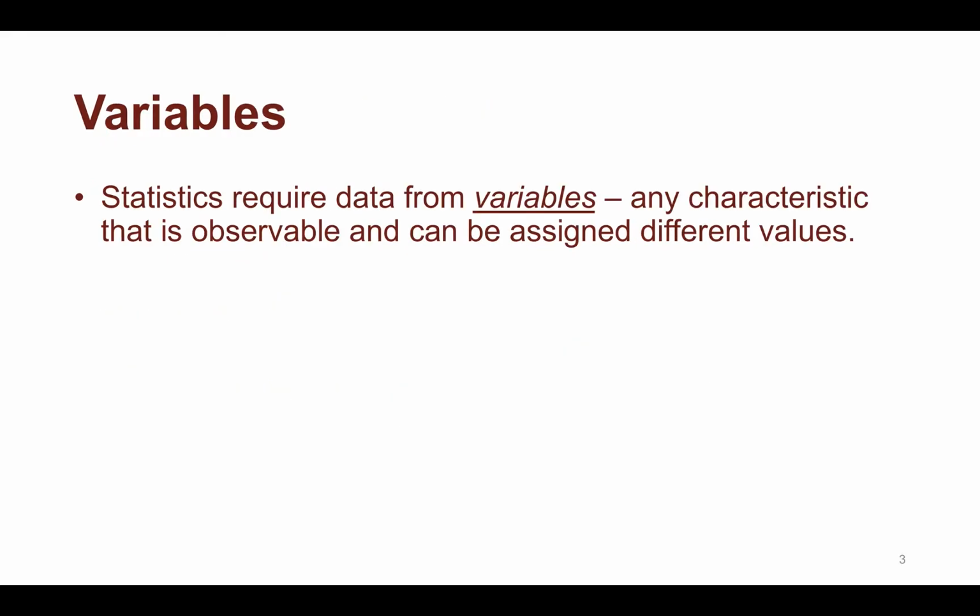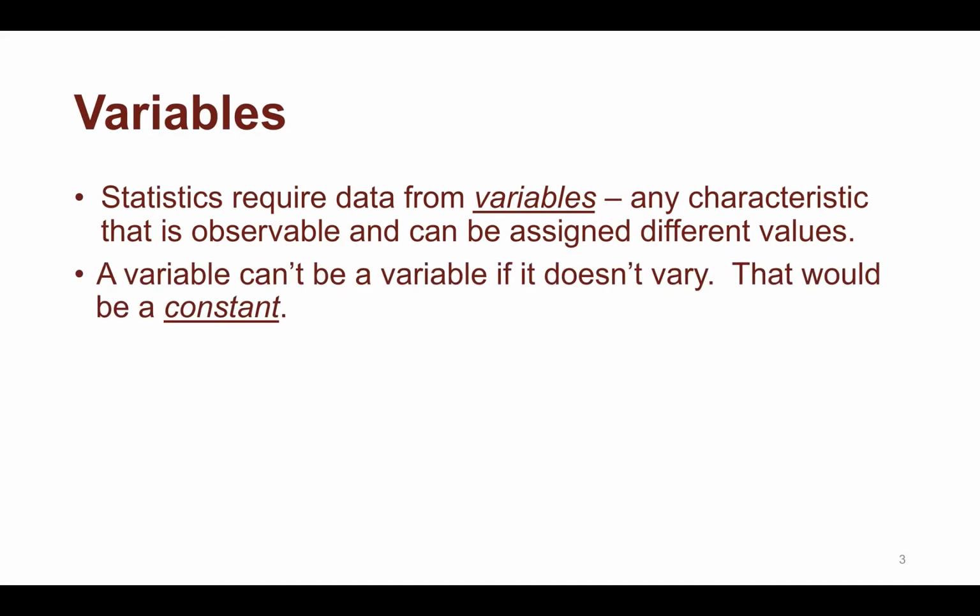Variables are any characteristic that is observable and can be assigned different values. This is critical for doing statistics. If we don't have some characteristic that has different values, in other words, that varies, then there's no point in doing statistics. So a variable is not a variable if it doesn't vary. That would be a constant.